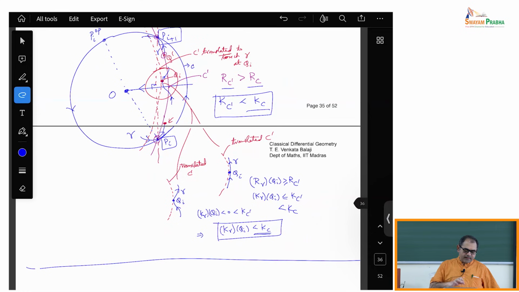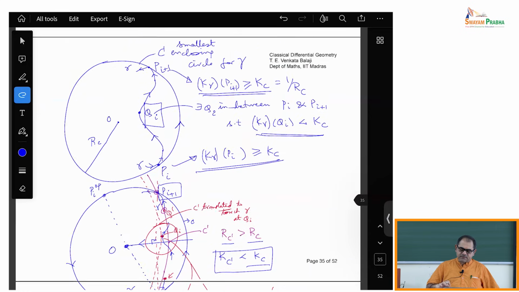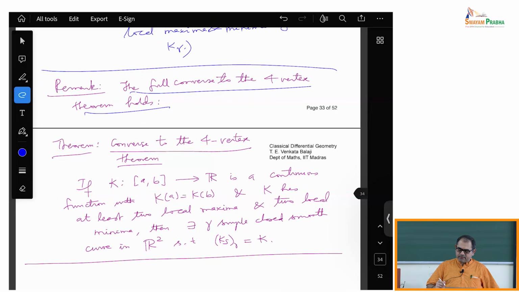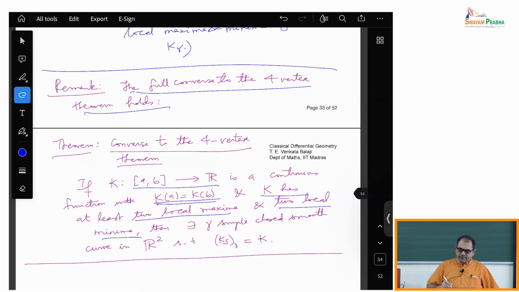Now, as I have told you, the full converse to the four-vertex theorem holds, and all you need is a continuous function which is equal at the endpoints of a closed interval, which is the same as a continuous function on a circle, if you want. The important thing is that it should have at least 2 local maxima and 2 local minima. Then the theorem is that there is a simple closed plane curve for which the given function is the sine curvature function. Okay, and this converse is harder to prove. It involves more differential geometry.